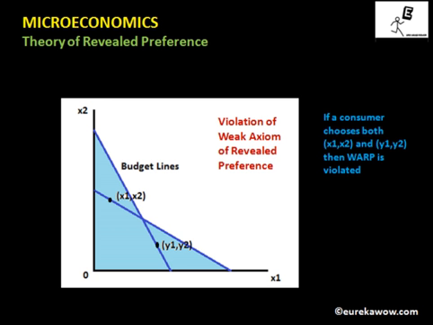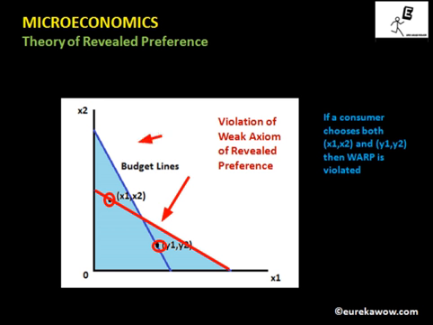So this diagram shows the violation of the weak axiom of revealed preference. So this is the bundle x1 comma x2 and this is the bundle y1 comma y2. Now clearly this is the budget line on which x1 comma x2 lies, and y1 comma y2 lies inside this budget line. As a result, x1 comma x2 is directly revealed preferred to the bundle y1 comma y2.